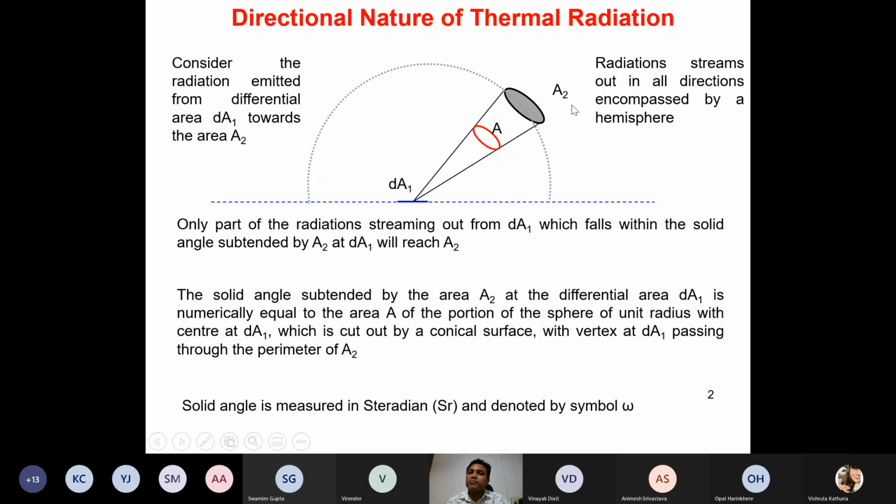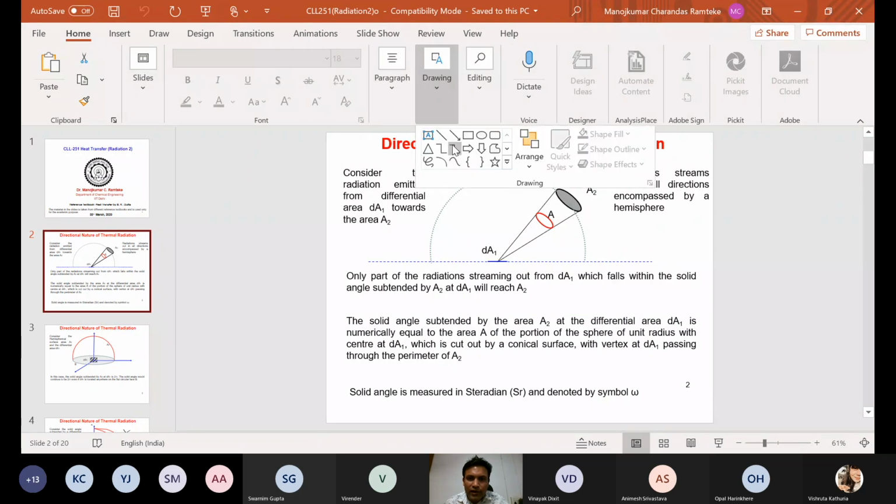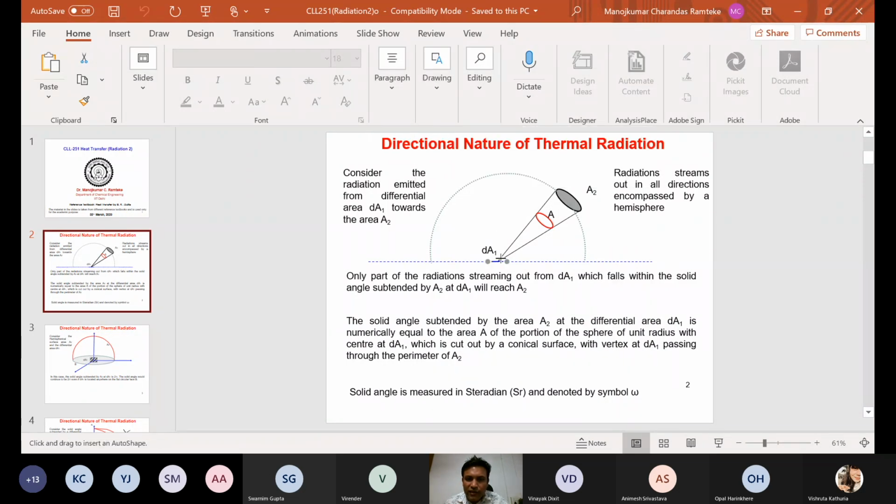So what it means is, if you wanted to find out the solid angle subtended by A2 at DA1, what we have to do is first create a sphere of unit radius, and this sphere is going to cut this particular conical portion at this location. Let's say this particular, maybe I'll just give one more line so that you will understand what I'm trying to say here.